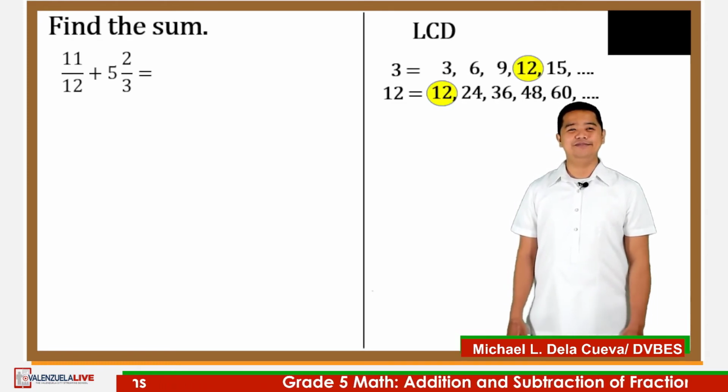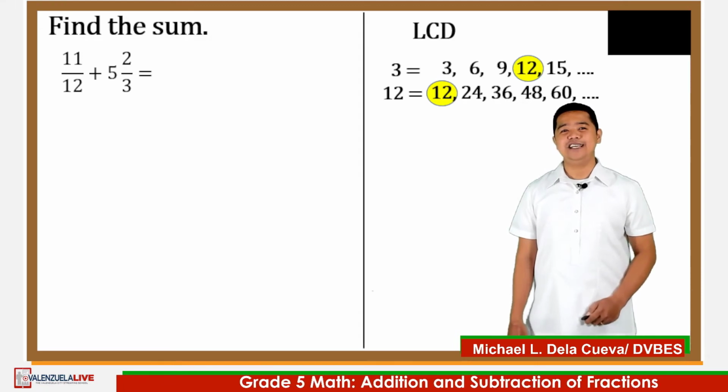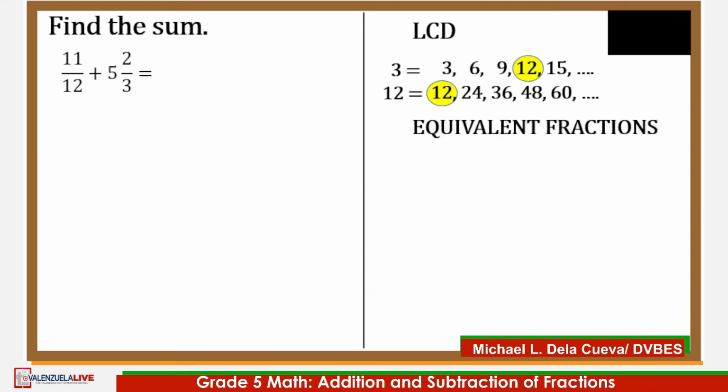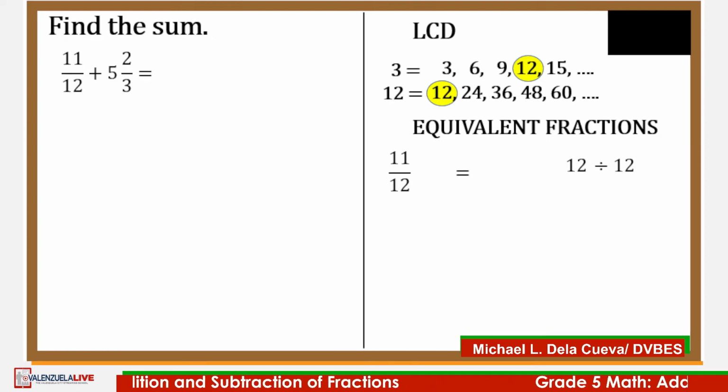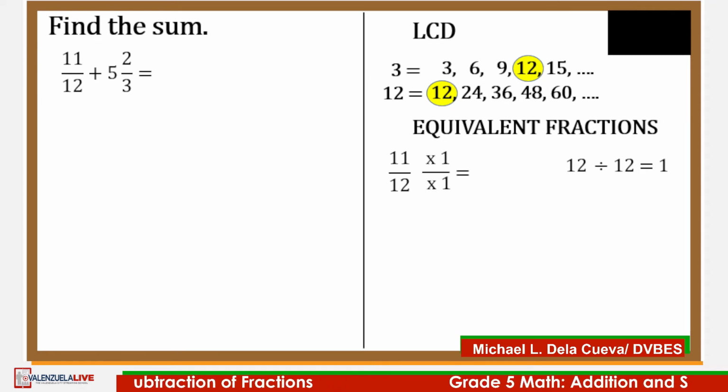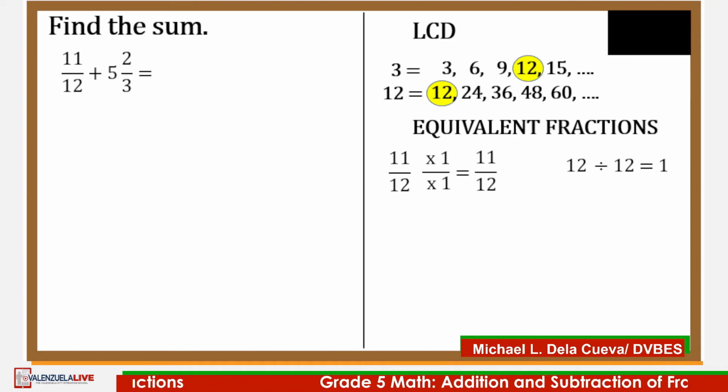12. And after getting the LCD, the next step is to get the equivalent fractions using the LCD. Okay, 11/12. Let us divide the LCD by its denominator. 12 divided by 12 is equal to 1. Multiply to its numerator and denominator. 11 times 1 is equal to 11. 12 times 1 is equal to 12.